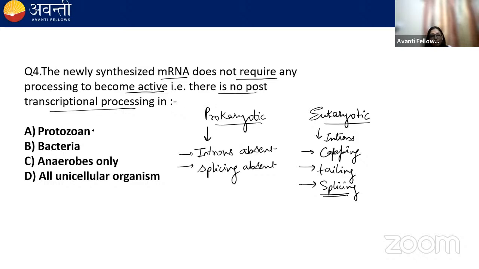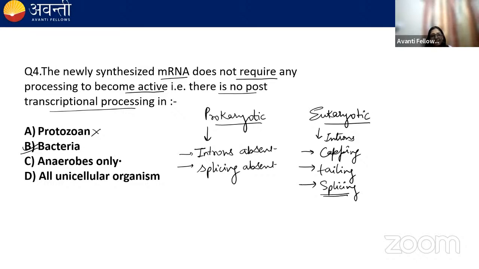So number one is protozoa. Protozoa is a eukaryote, so this could not be an option. Second is correct, bacteria. As I told you, prokaryotes lack introns, the splicing mechanism is absent, so there's no post-transcriptional processing event.